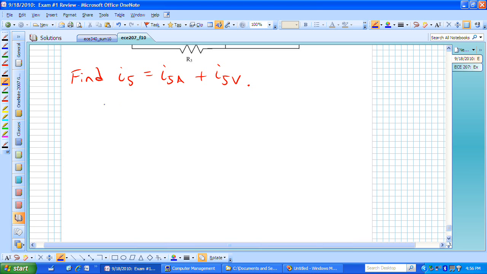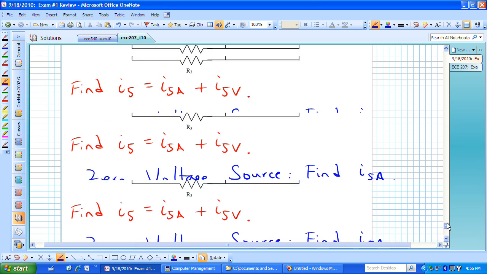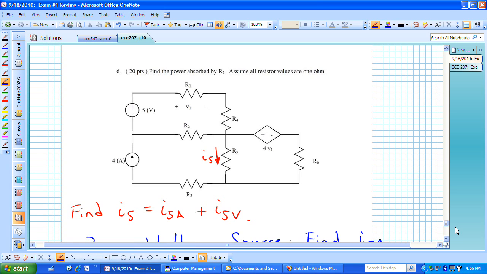So let's then say let's zero the voltage source, or we are now wanting to find half of, not necessarily numerically half, but we want to find one piece of the two pieces. We want to find now I sub 5A, or the contribution of the current I sub 5 going through resistor R5 when only the current source is present. What we want to do then is zero out the voltage source.